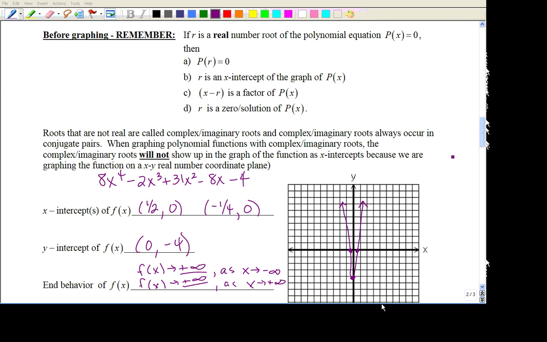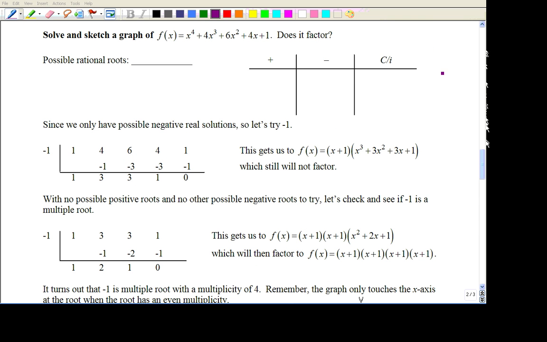Let's talk about one more example before I let you go. So we're going to solve and sketch a graph of f of x and figure out if it factors.